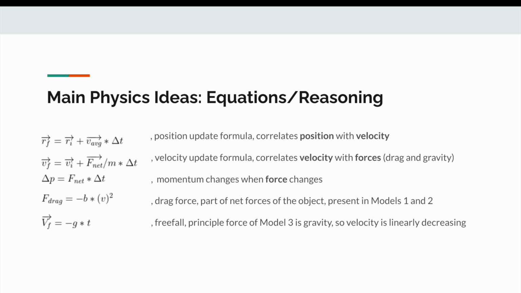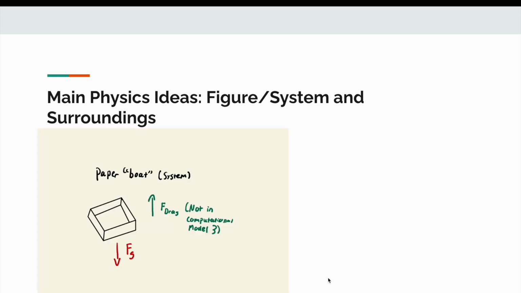Also, there's the drag force, which is part of the net force on the object, which is present in Models 1 and 2, the observed and the computational model which accounted for drag. Also, there's the free fall equation, which is the principal equation of Model 3, where gravity is the only force, so the velocity will be linearly decreasing.